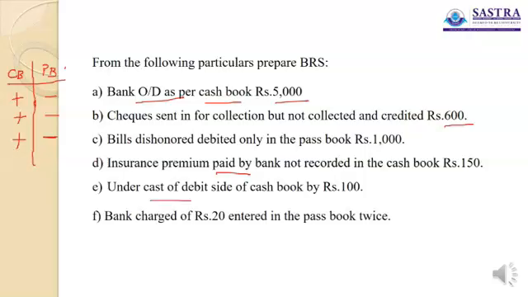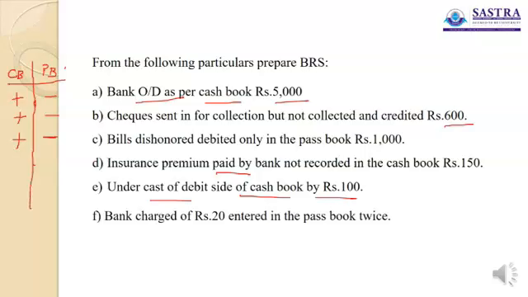Undercast of debit side of cash book. Undercast means casting is nothing but totaling or summing up. Undercasting means under totaling, or totaling very lesser, or totaling decreased, or totaling seems to be short of the total.